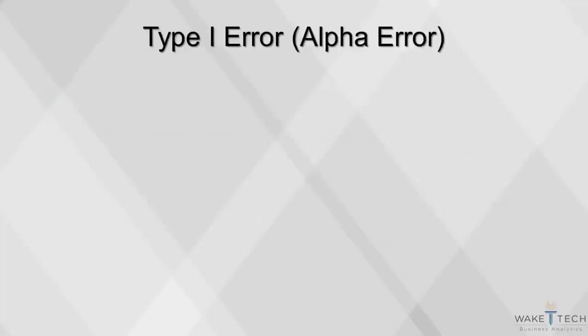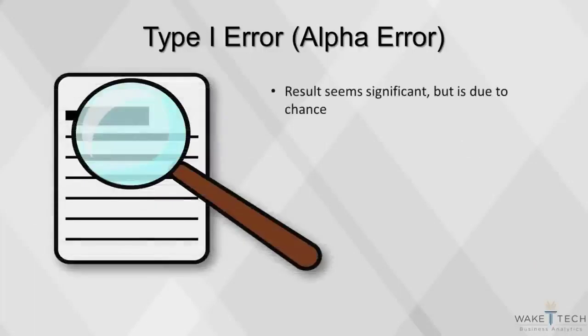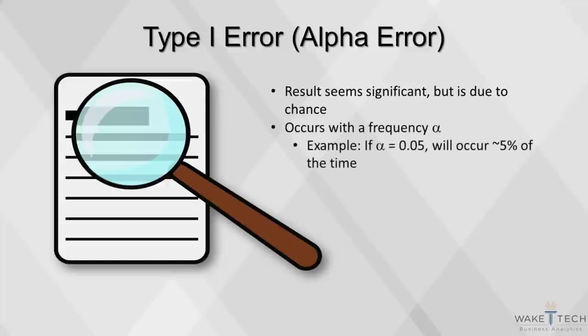Let's talk in a little more detail about the type 1 error. The type 1 error occurs when a researcher thinks he or she has found a significant result, but really that result is due to chance. It's similar to a false positive on a drug test. The type 1 error, or the mistake of rejecting the true null hypothesis, will happen with a frequency of alpha. Thus, if alpha, our critical value, is 0.05, then a type 1 error will occur 5% of the time.